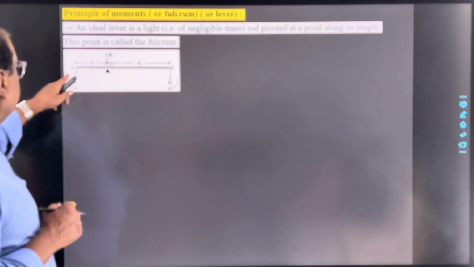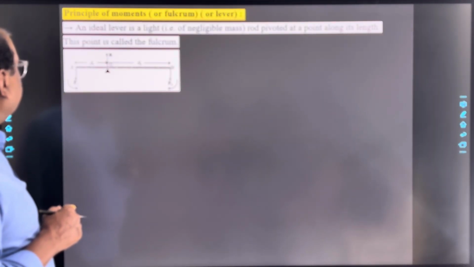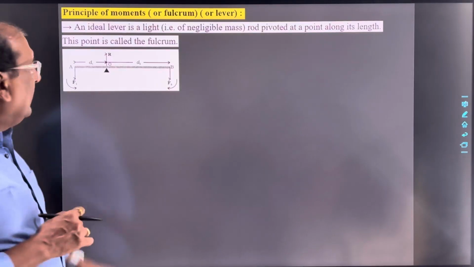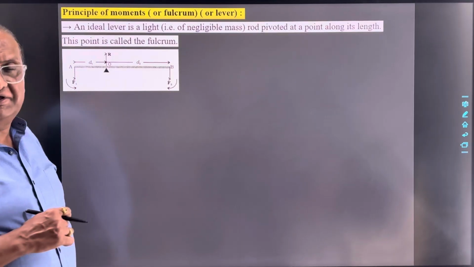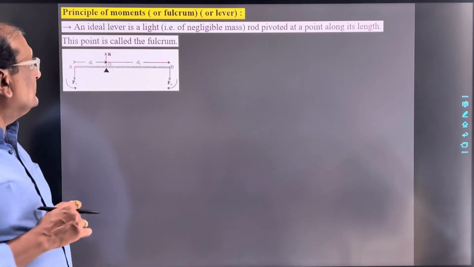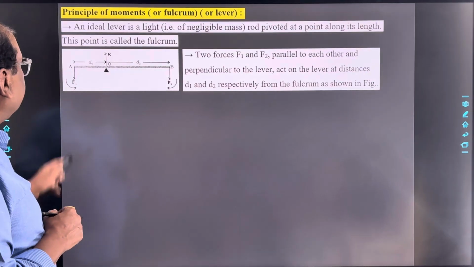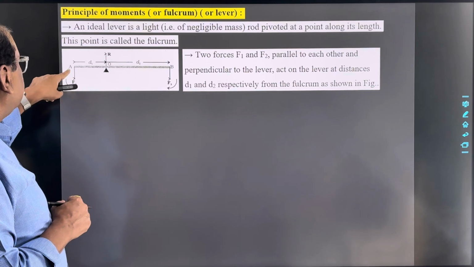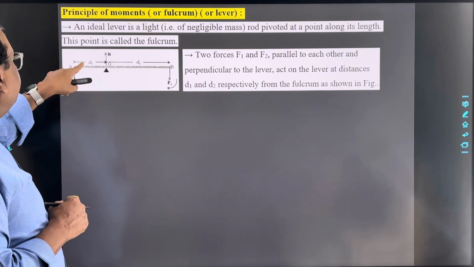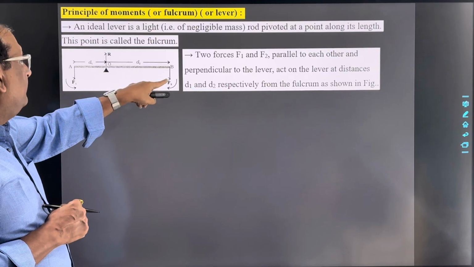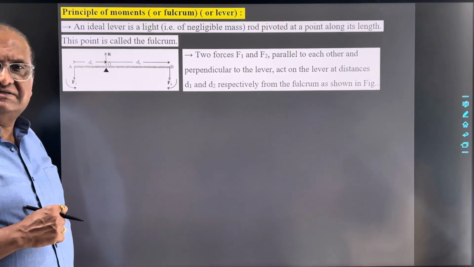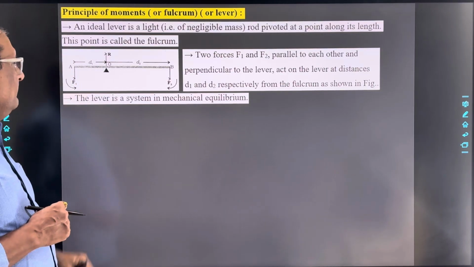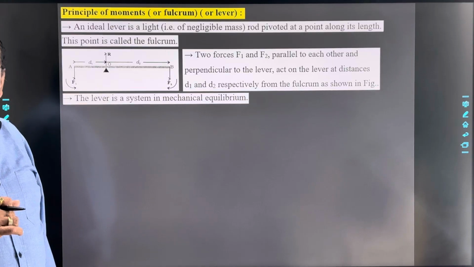Now here, suppose at end A a force F1 and at end B a force F2 are acting, which are parallel to each other as shown in the figure, as well as perpendicular to the rod. So here the distance of force F1 with respect to the fulcrum is D1, and the distance of force F2 is D2. Now here the lever is a system in mechanical equilibrium.